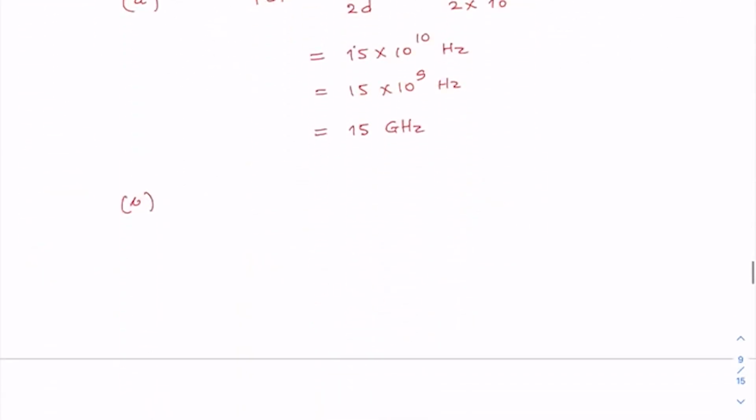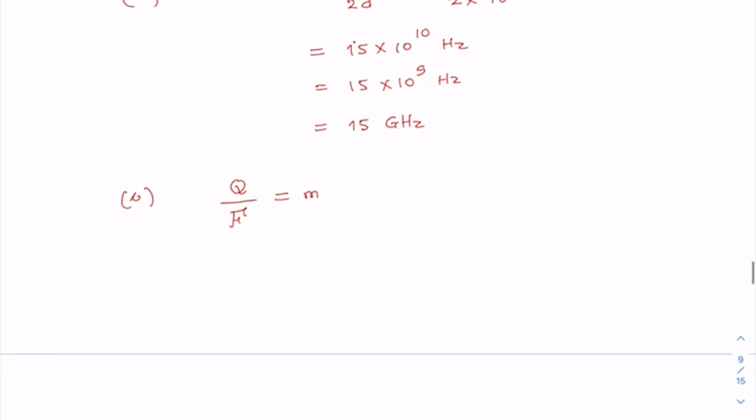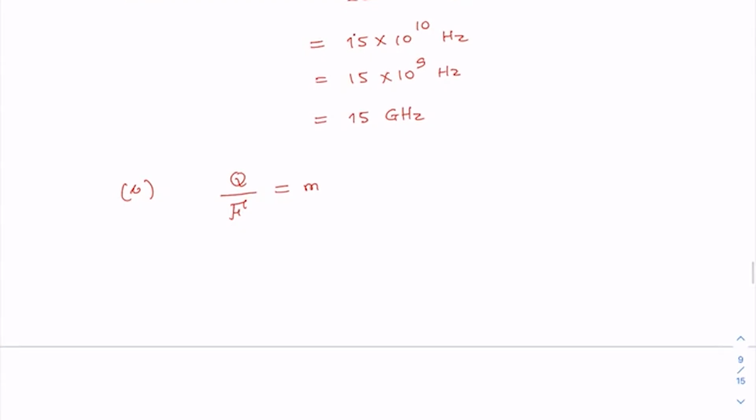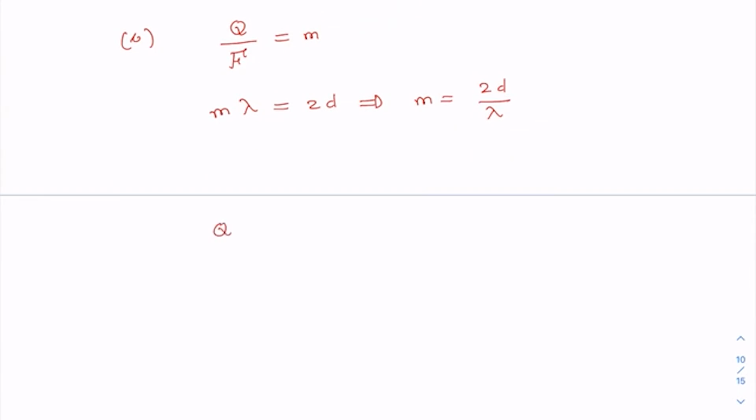We know from our class that this ratio of quality factor and the finesse of the cavity is an integer, say m, and this integer gives the order of the cavity resonance. We know that the order of the cavity, m, is equal to the number of wavelengths in the length of 2D. So we know this relation that m into lambda is equal to 2D. From here we can easily find m is equal to 2D divided by lambda. Therefore, this ratio of quality factor and the finesse is equal to 2D divided by lambda.